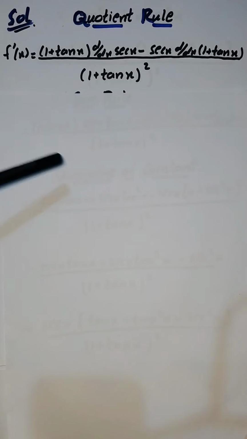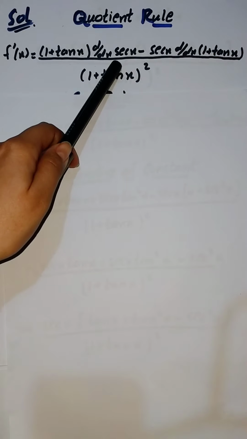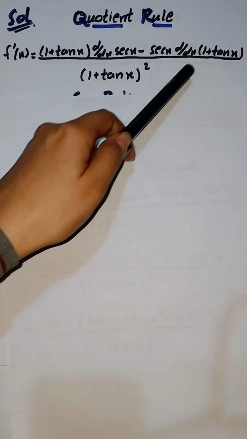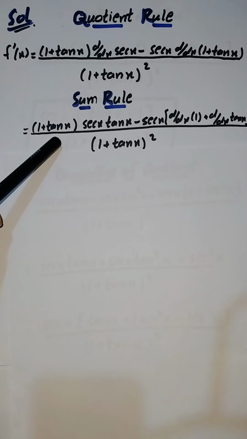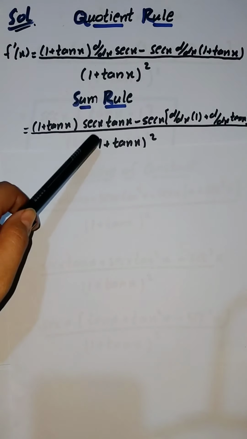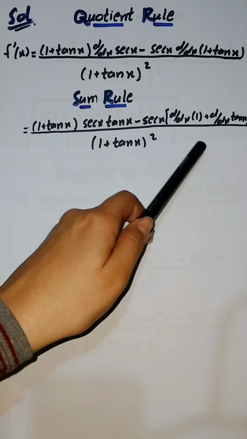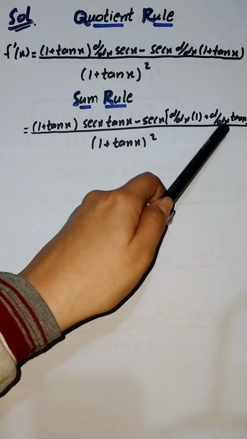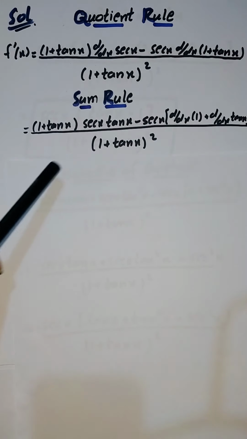Now for further solving it, we need the derivative of the trigonometric function secant x, and we also need the sum rule. We have to use the sum rule right over here. So it will become 1 plus tan x, the derivative of secant x which is equal to secant x tan x, minus secant x as it is, and here we applied the sum rule, which is the derivative of 1 plus the derivative of tan x, whole divided by 1 plus tan x whole square.